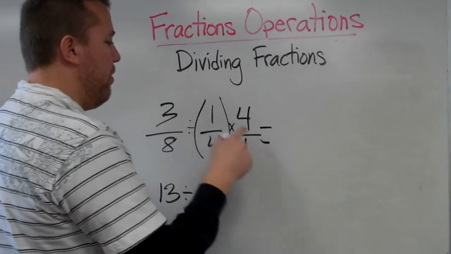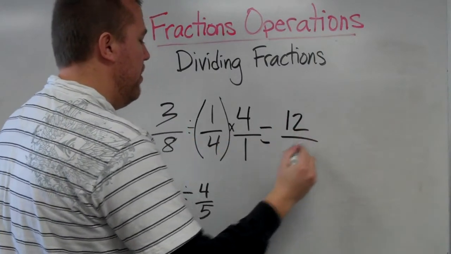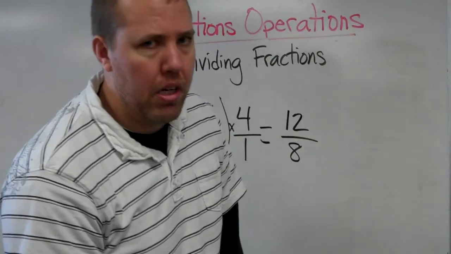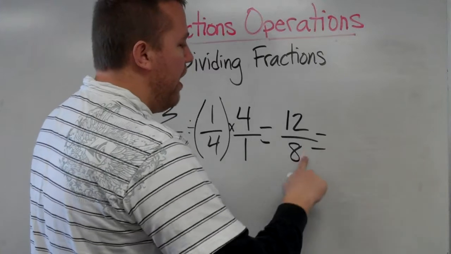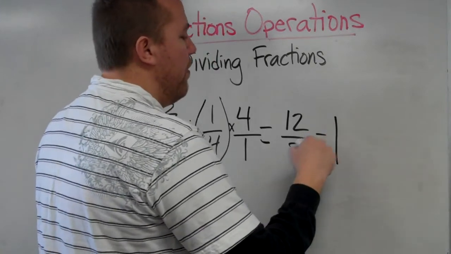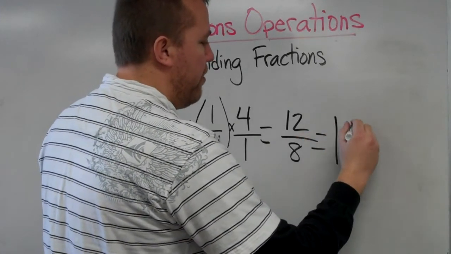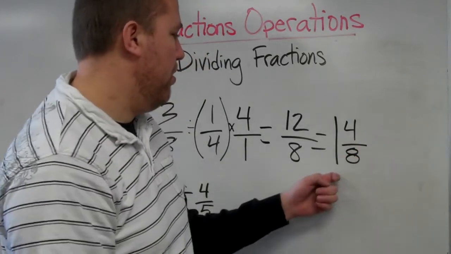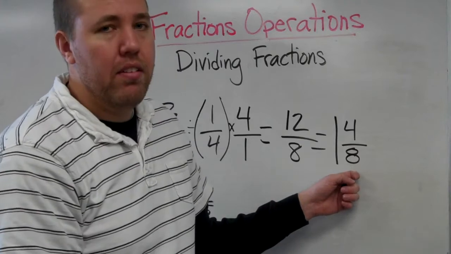So we have now 3 times 4 is 12. 8 times 1 equals 8. 12/8, improper fraction. Got to simplify it. 8 goes into 12 one whole time. The 8 times 1 is 8. The remainder is 4. And we're still talking eighths. Well, now 1 and 4/8.